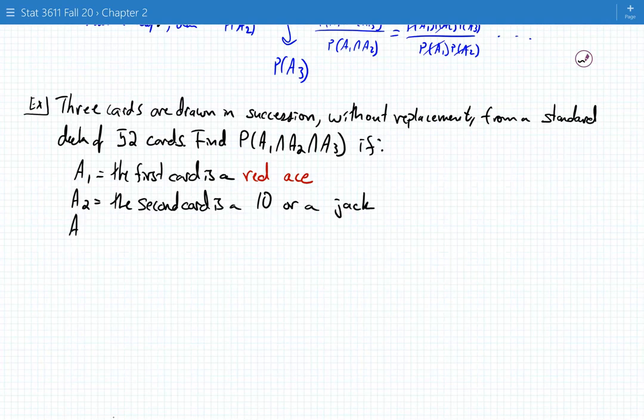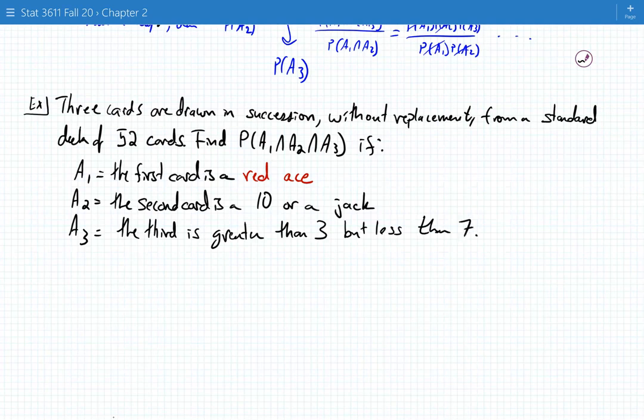And A3, the third, is greater than 3, but less than 7. Greater than 3, but less than 7. Okay. Let's take a look at this.